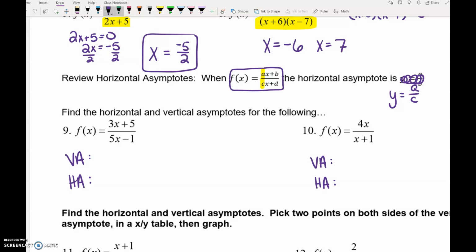Number 9, the vertical asymptote would be where 5x minus 1 equals 0. That would be at positive 1/5. The horizontal asymptote would be 3/5. Number 10, the vertical asymptote, that one's pretty easy, would be negative 1. And the horizontal asymptote, we've got 4 divided by 1. So the horizontal asymptote is at 4.